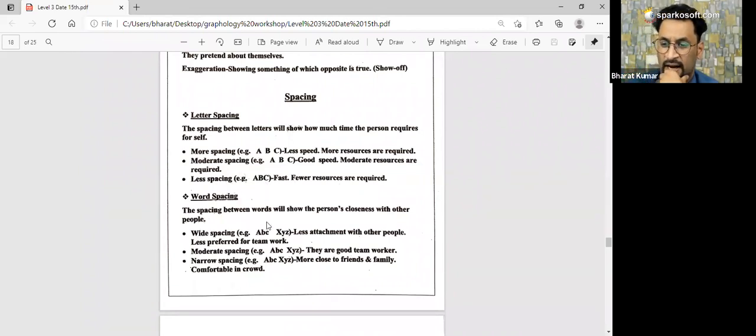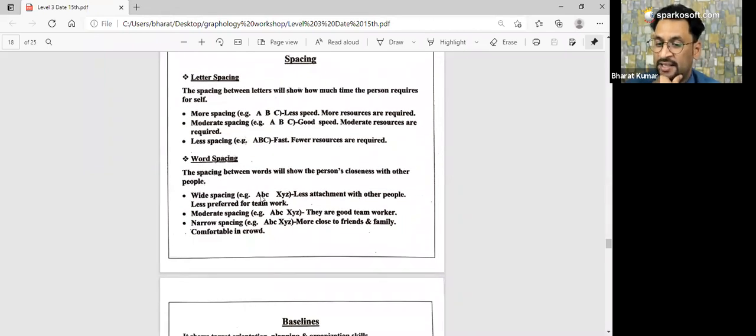Now, word spacing. If spacing between word is greater, like ABC is a single word, XYZ is a single word, more spacing is there, less attachment with other people, less preferred for the teamwork, they will never like. ये कभी भी टीम वर्क में काम करना पसंद ही नहीं करेंगे. हाँ, if moderate spacing ठीक ठाक है वर्ड्स के बीच में, like I gave example here between ABC and XYZ, they are good team leader worker. If very less space, जो वर्ड्स हैं उनके बीच का स्पेस बहुत कम है, more close to friends and family, they feel comfort in the crowd.